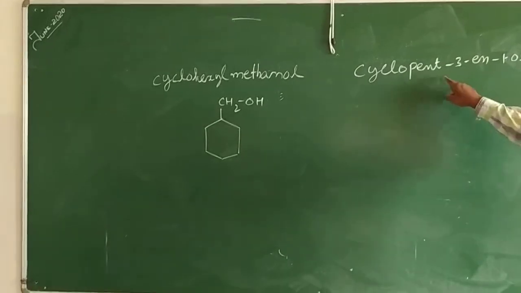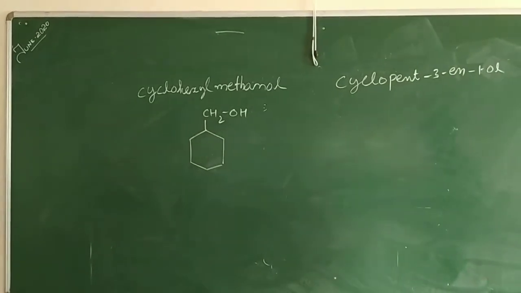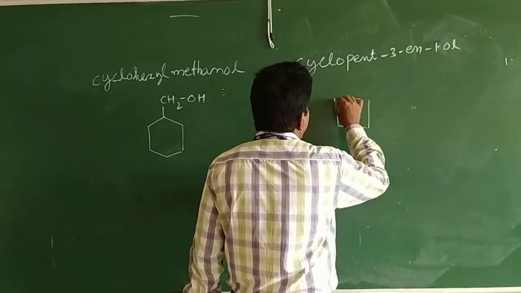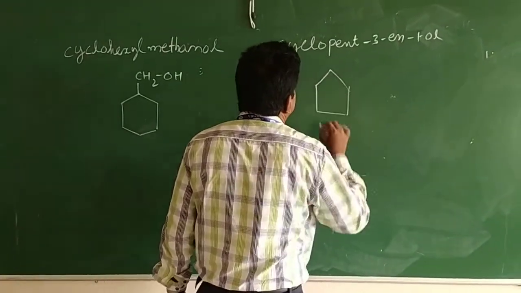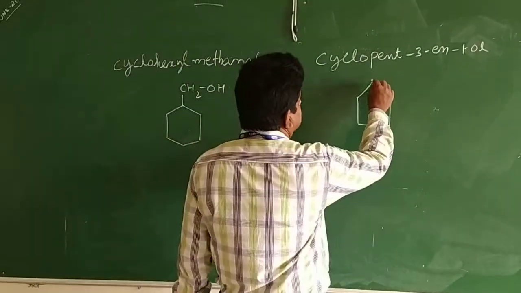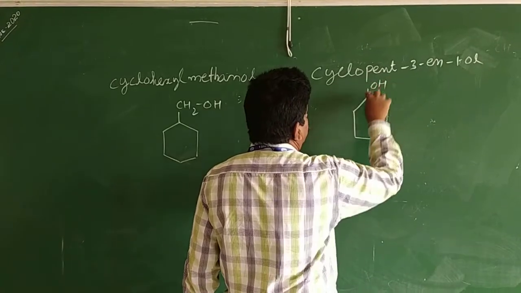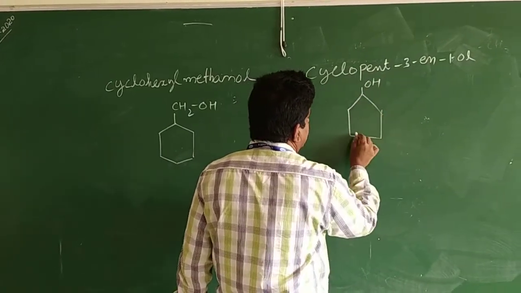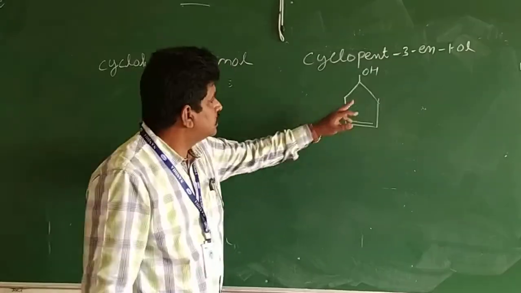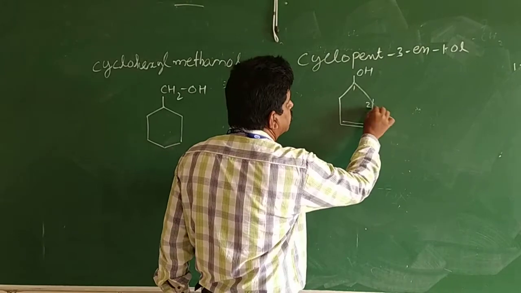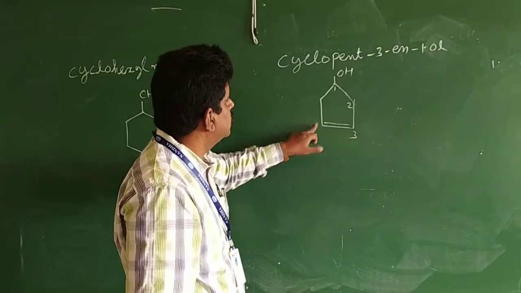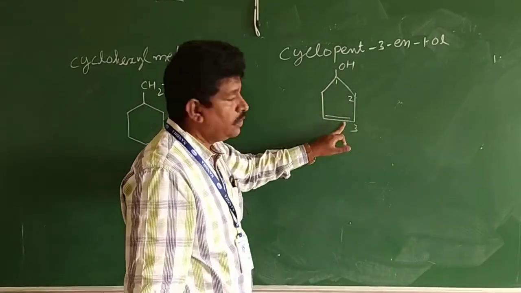This next compound is cyclopent 3-ene 1-ol. So cyclopentane has 5 sides. In cyclopent 3-ene 1-ol, the first place has the OH, then 1, 2, 3. Here is the double bond. This is the first place, this is the second place, this is the third. Pent 3-ene means a double bond. And 1-ol. Cyclopent 3-ene 1-ol.